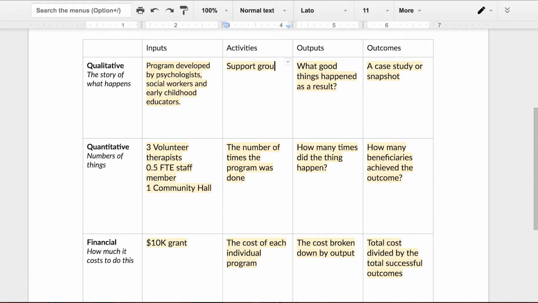Right, plain language. So it should make sense to someone who isn't an expert. We'll say support groups with up to 8 families per group on a weekly basis for 3 to 6 months. Now on to the numbers. When we get to the quantitative box for activities, it's very straightforward.